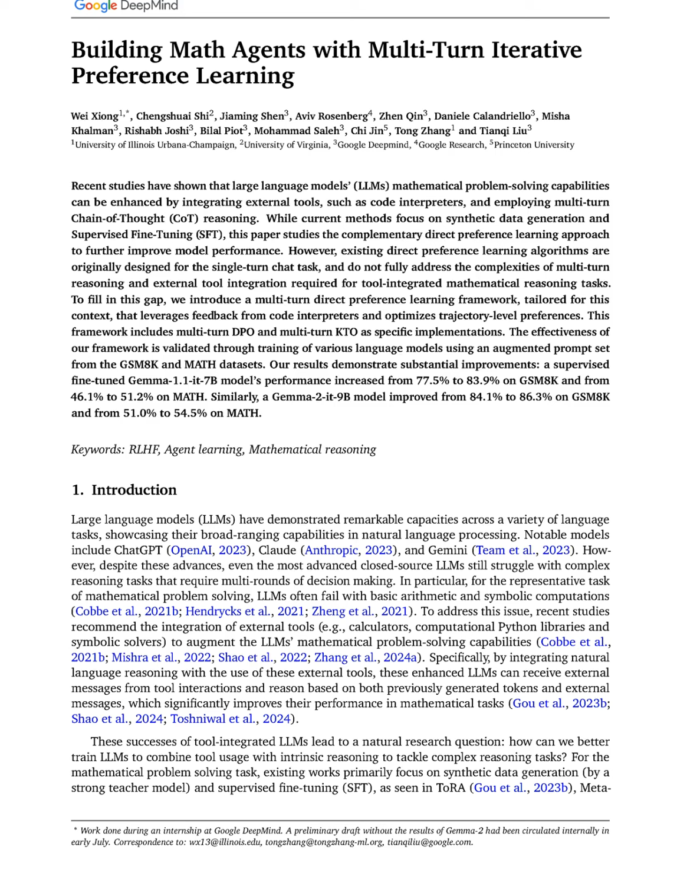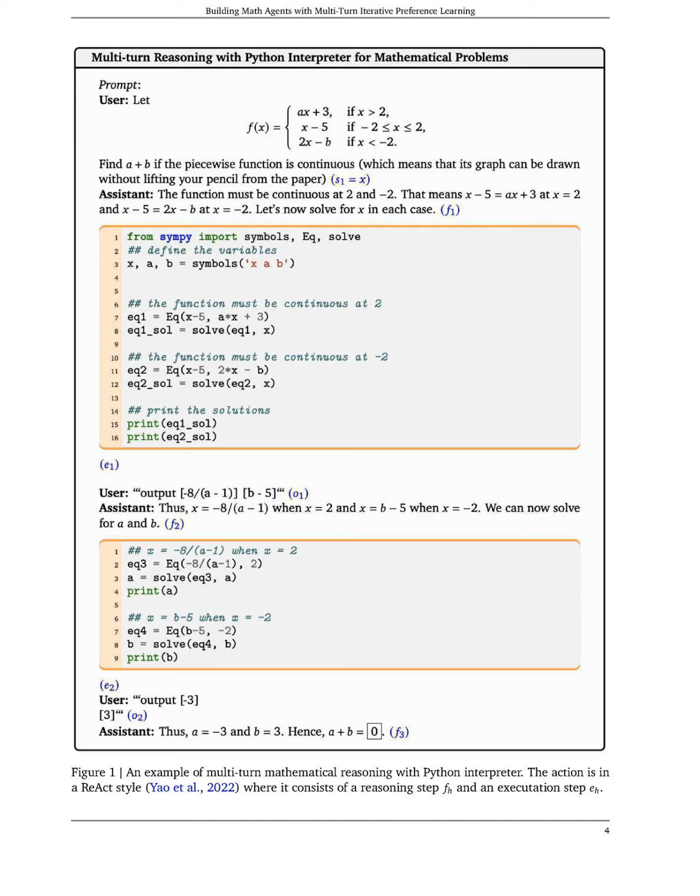The action consists of a reasoning step, f_h, and an execution step, e_h, e.g., writing Python code. Following the action, the environment returns an observation, o_h, which is then used to transition to a new state, s_h+1, that incorporates the history of actions and observations. This process continues for H rounds, culminating in a trajectory, tau, that captures the entire interaction sequence. The method emphasizes the integration of external messages and the optimization of actions through multi-turn direct alignment algorithms, MDPO and MKTO, which enhance the model's reasoning capabilities in mathematical problem-solving tasks.